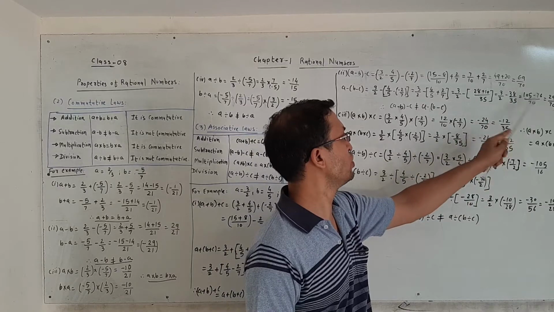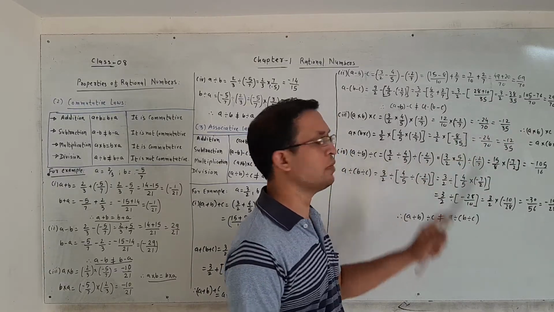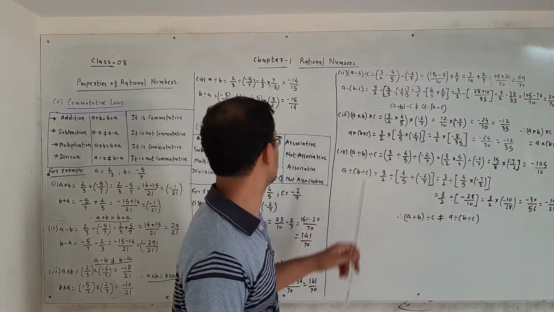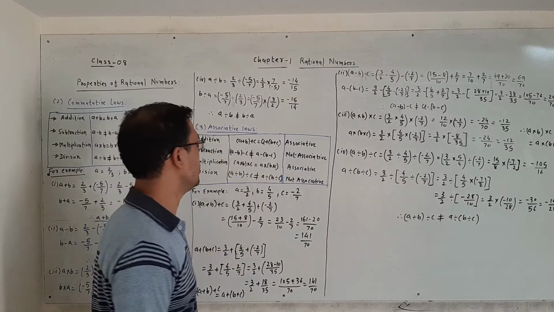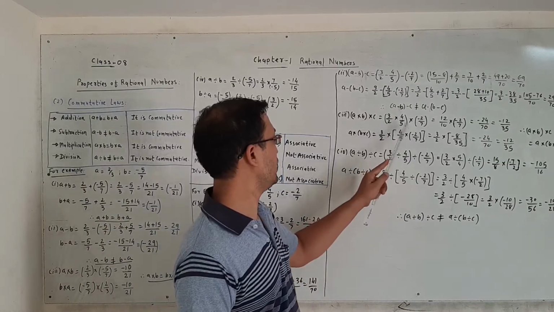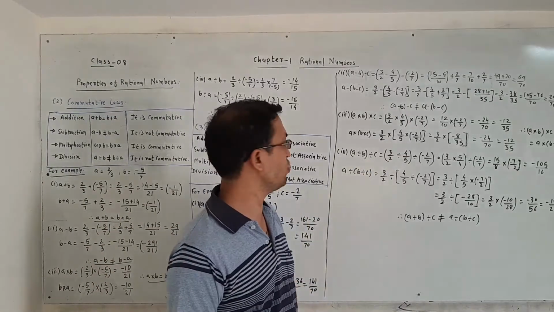Here both solutions are different. Therefore, a minus b minus c is not equal to a minus b minus c. And the last one, the third one, is multiplication. Left hand side a multiply b multiply c. 3 by 2 multiply 4 by 5 multiply minus 2 by 7.